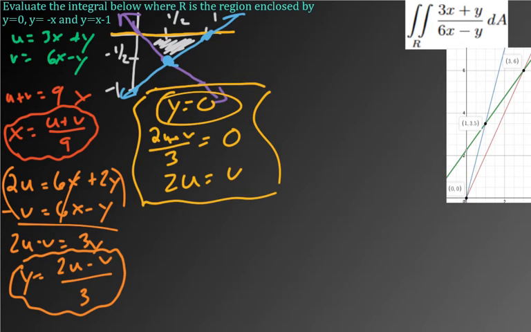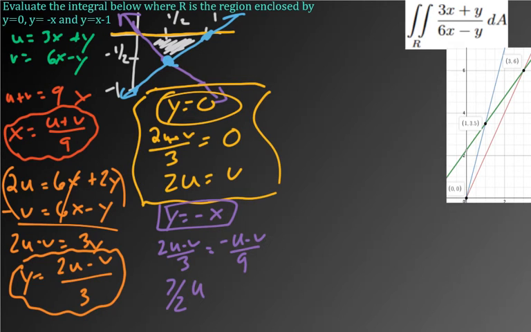And then we'll do this diagonal line, y equals negative x. So for y equals negative x, y is (2u minus v)/3, and it equals negative (u plus v)/9. So negative x is just the negative of that. And then you just need to simplify all this out. I know that you can do that, so I'm just going to jump to the answer. So you get 7/2 u equals v for that part.